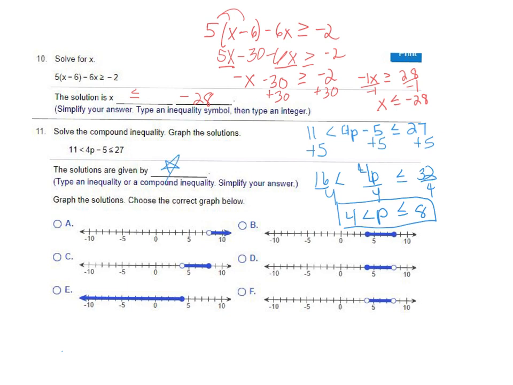And then I have to match up the graph. And so I'm looking for an open circle on 4 and a closed circle on 8. And there should be shading in between. And so if I look at that, that is going to be selection C here. Because you can see I have an open circle on 4, I have a closed circle on 8, and the shading is in between.